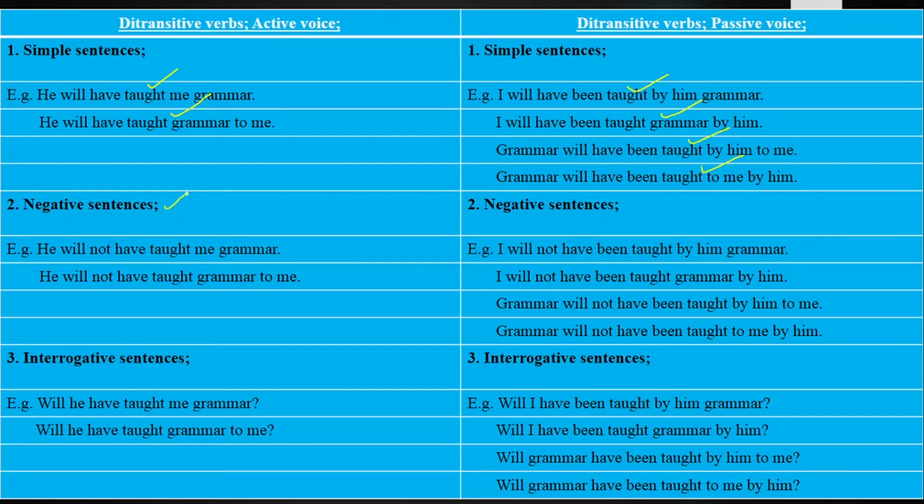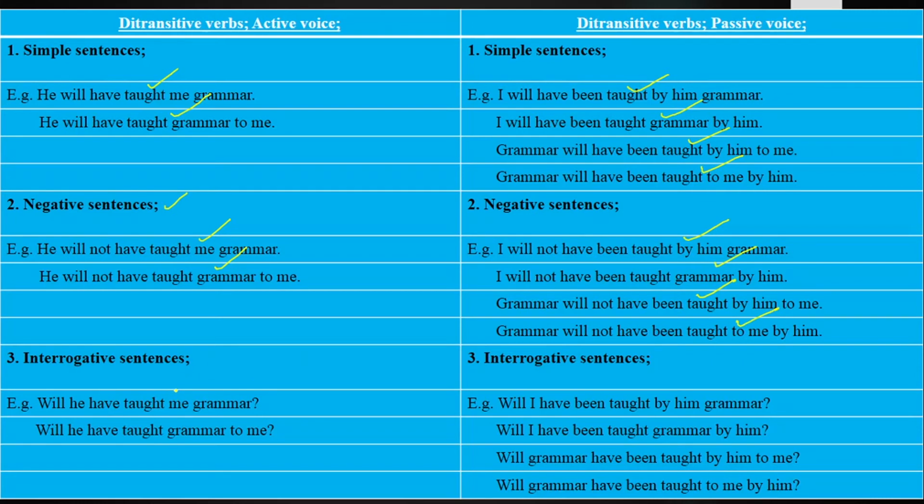Negative sentences in which we deny the statement. He will not have taught me grammar. He will not have taught grammar to me. I will not have been taught by him grammar. I will not have been taught grammar by him. Grammar will not have been taught by him to me. Grammar will not have been taught to me by him.